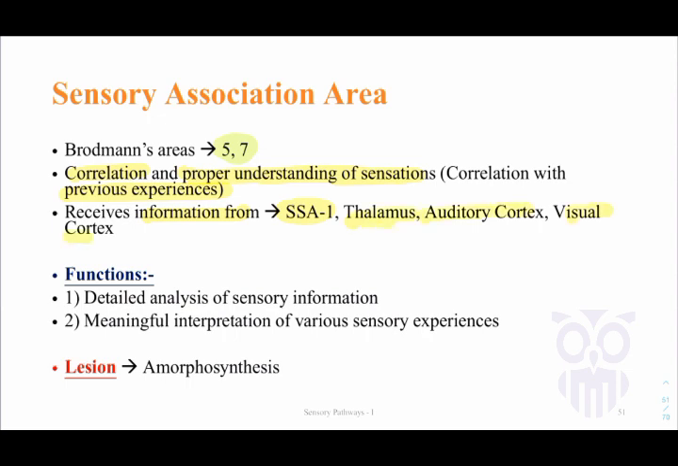Everything comes together, and it gives the message to the brain, dear brain, you are holding a flower. Okay, so detailed analysis of sensory information, meaningful interpretation of various sensory experiences.